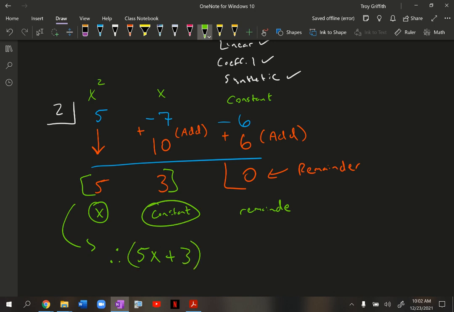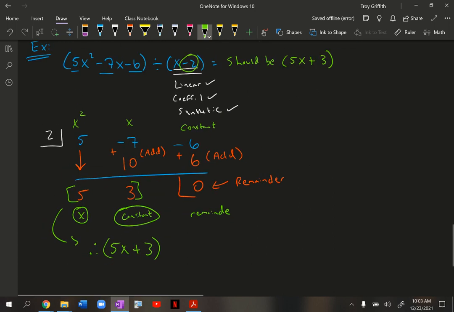And that's exactly what we got when we did this with long division. Okay, so we said, hey, my answer should be 5x plus 3. And when I did this with synthetic division, I got 5x plus 3. Okay, so synthetic division, much quicker. We just write the number in the box.